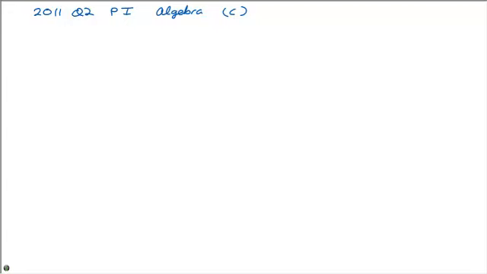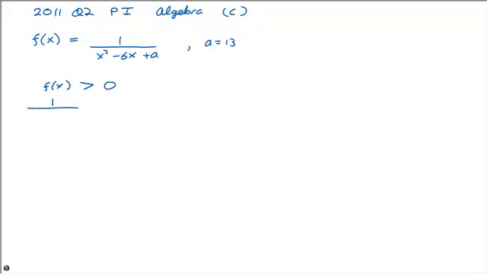Okay, so this is the C part of the question. You're told that f of x, in C part 1, is equal to 1 all over x squared minus 6x plus a, and we're going to be working with a equals 13 for parts 1 and 2 anyway. So what we'll do is we're trying to show that f of x is greater than 0. So we'll say 1 over x squared minus 6x, and we'll put in our 13, and we want to show that that's greater than 0.